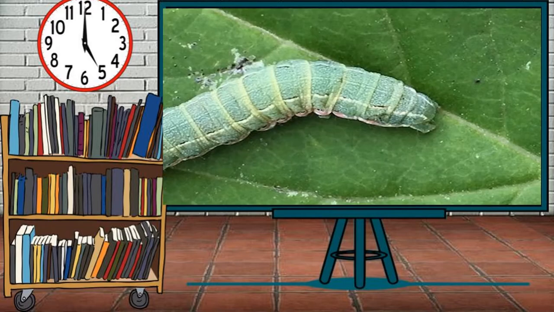Catworm. It is a larva of moths and butterflies. It hatches on the undersides of leaves of trees. It is also called caterpillar.